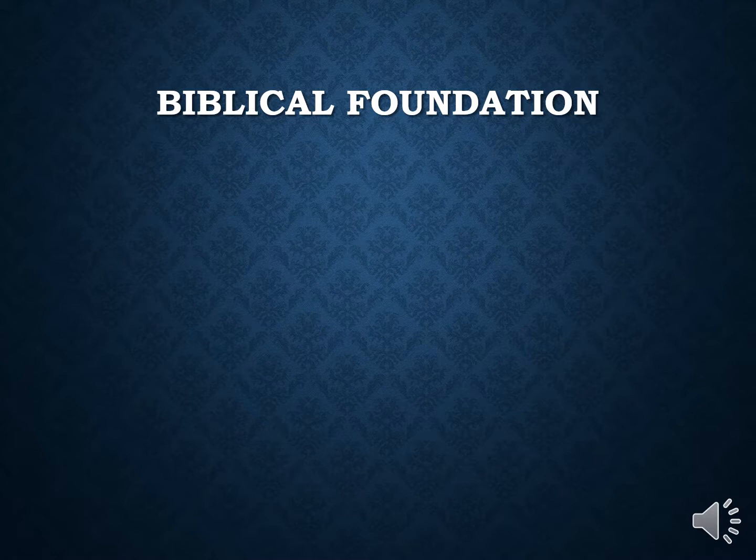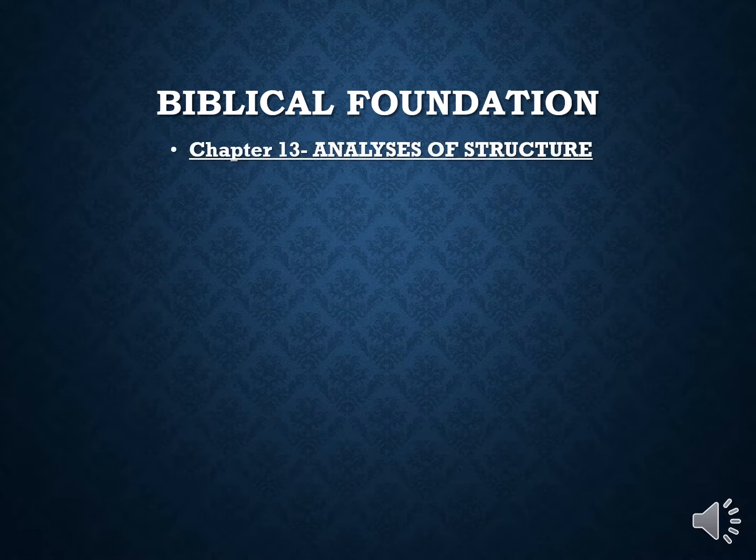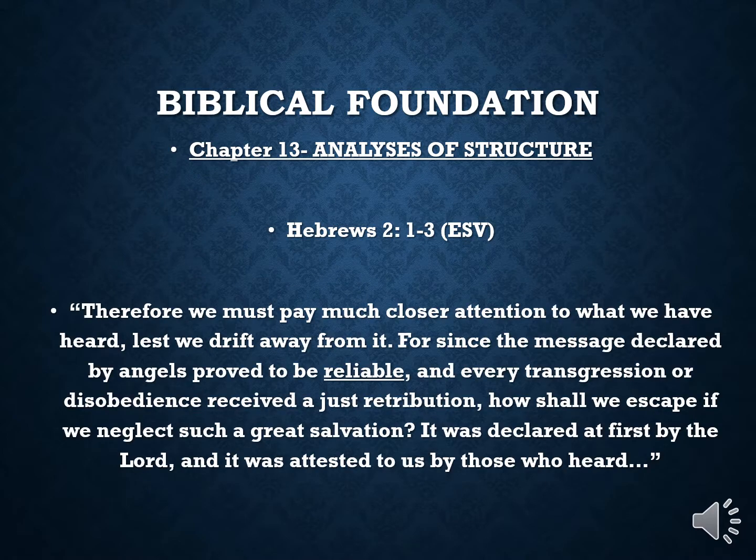Our biblical foundation for this module is as follows. Chapter 13, we look to Hebrews, the second chapter, verses 1 through 3, which read as follows. Therefore, we must pay much closer attention to what we have heard, lest we drift away from it. For since the message declared by angels proved to be reliable, and every transgression or disobedience received a just retribution, how shall we escape if we neglect such a great salvation? It was declared at first by the Lord, and it was attested to us by those who heard. So from looking at Hebrews and looking at the topic of reliability, we will proceed to move forward.